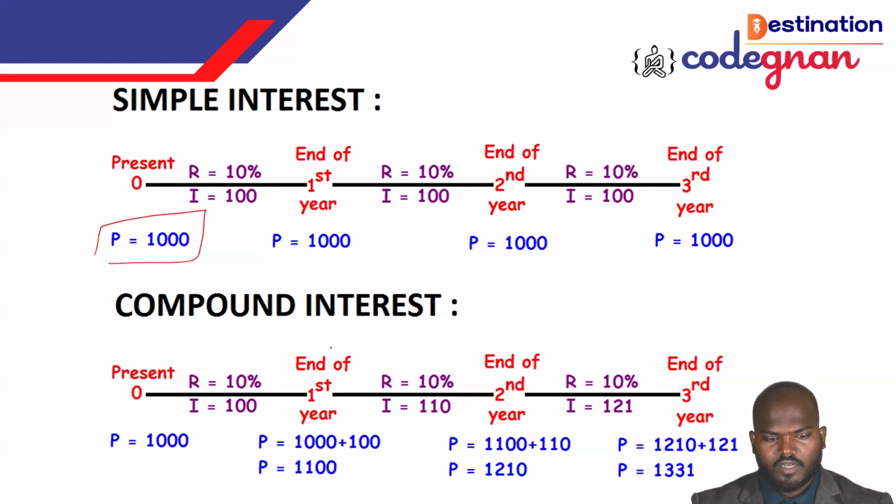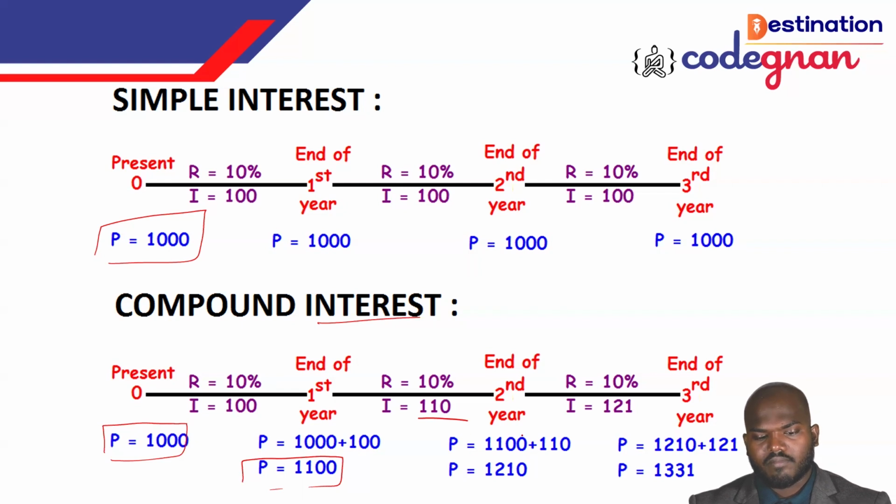Coming to compound interest, you see this one guys. The same investment value I'm making here is 1000 only. Same rate of interest, 10%, and the interest is 100 rupees. The major thing is that at the end of the first year, the amount becomes 1100, that is 1000 plus 100. At the end of the second year, this 1100 plus 110 will become 1210. So that 110 becomes 121.